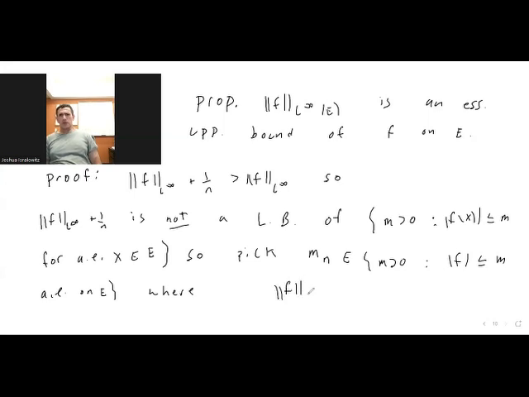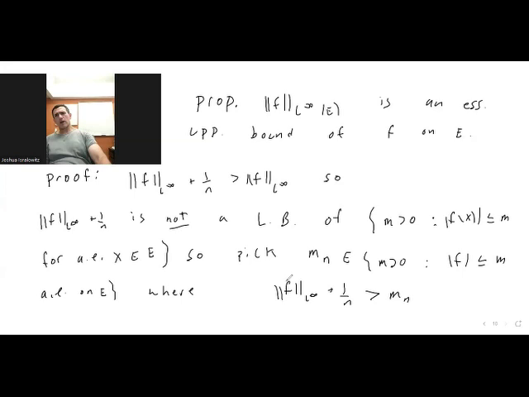So this plus 1 over n is bigger than Mn. If such an Mn did not exist, then this would be a lower bound for everything in this set. If we could not pick such an Mn where this is true, then Mn would be a lower bound.